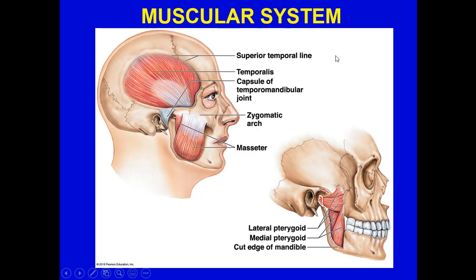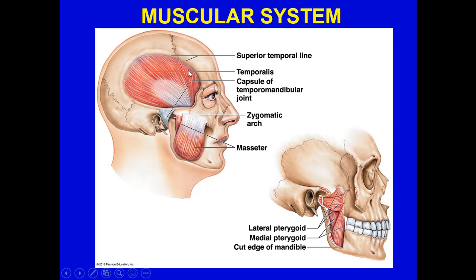Now, if you look on the side, these are the muscles of chewing. You have the masseter here, and part of it is attached up here. So basically, it allows the mandible to come up to the maxilla. But two other ones that are extremely important are the medial pterygoid and the lateral pterygoid. And these are somewhat on the inside of the mandible.